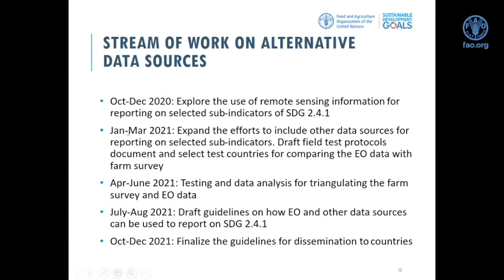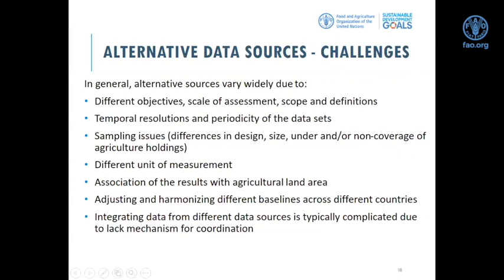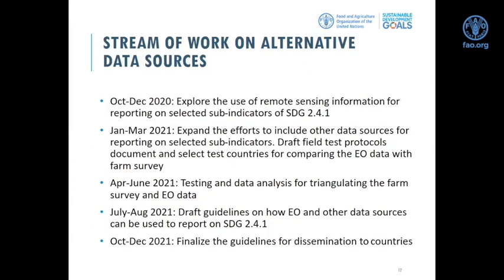Then our plan is to expand this effort to not focus only on remote sensing, but explore other data sources, which I explained on the previous slide. So apart from remote sensing, how can we use administrative records? How can we use livestock and agriculture census? How can we make use of monitoring systems? How can we make use of household surveys on top of remote sensing, for it to be used as an option to report on 2.4.1?